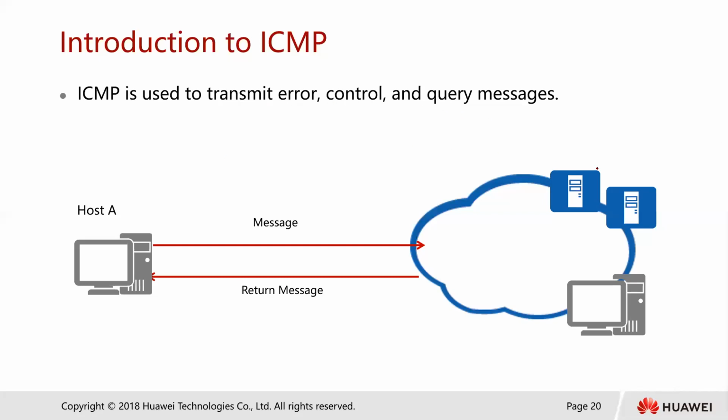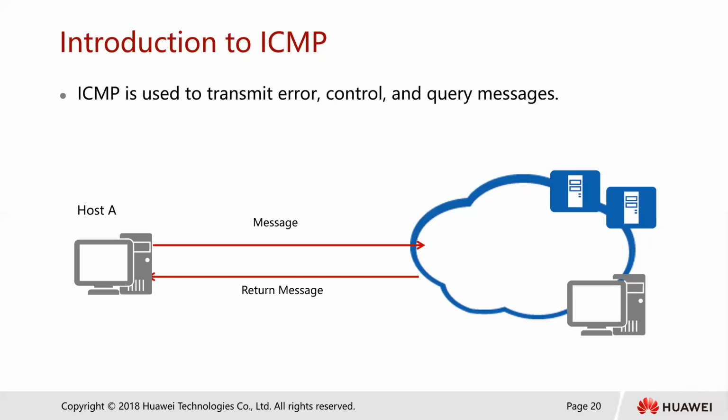So ICMP is one of the core protocols in the TCP/IP protocol stack, and it is used to control packets between IP networks to transmit error, control, and query messages, right? So if you wanted to communicate and see if this host can reach the other, you can use the ICMP.